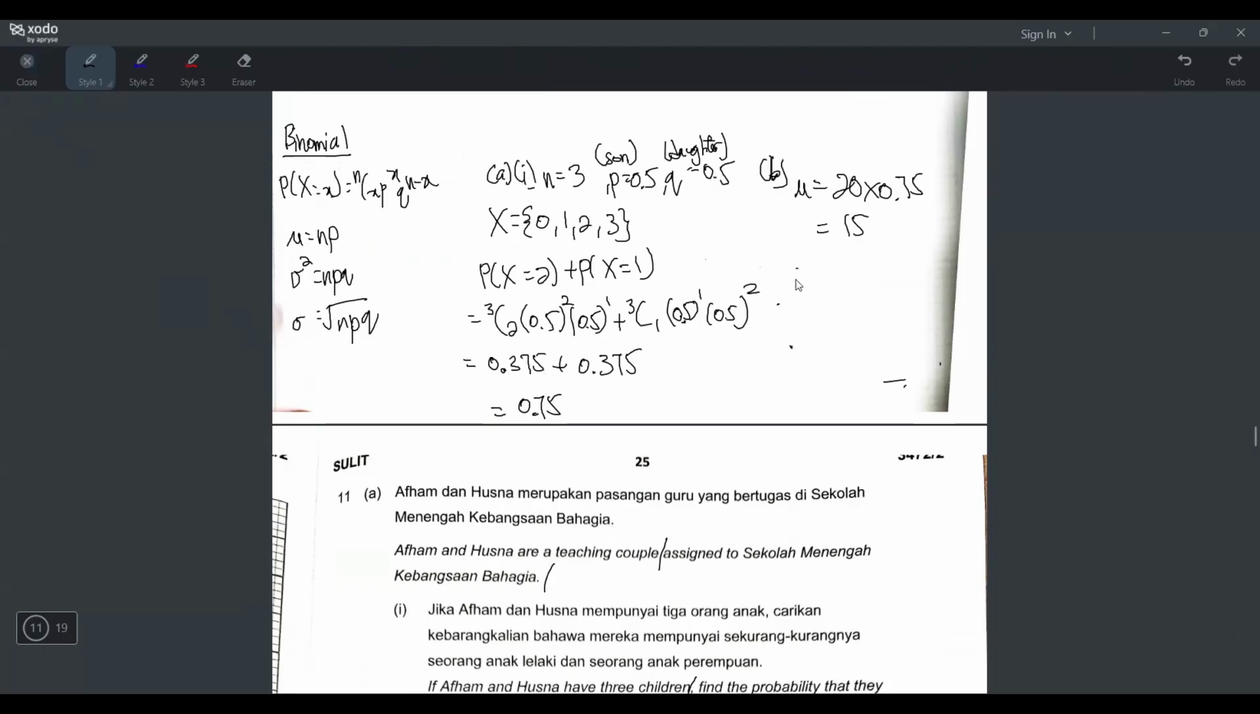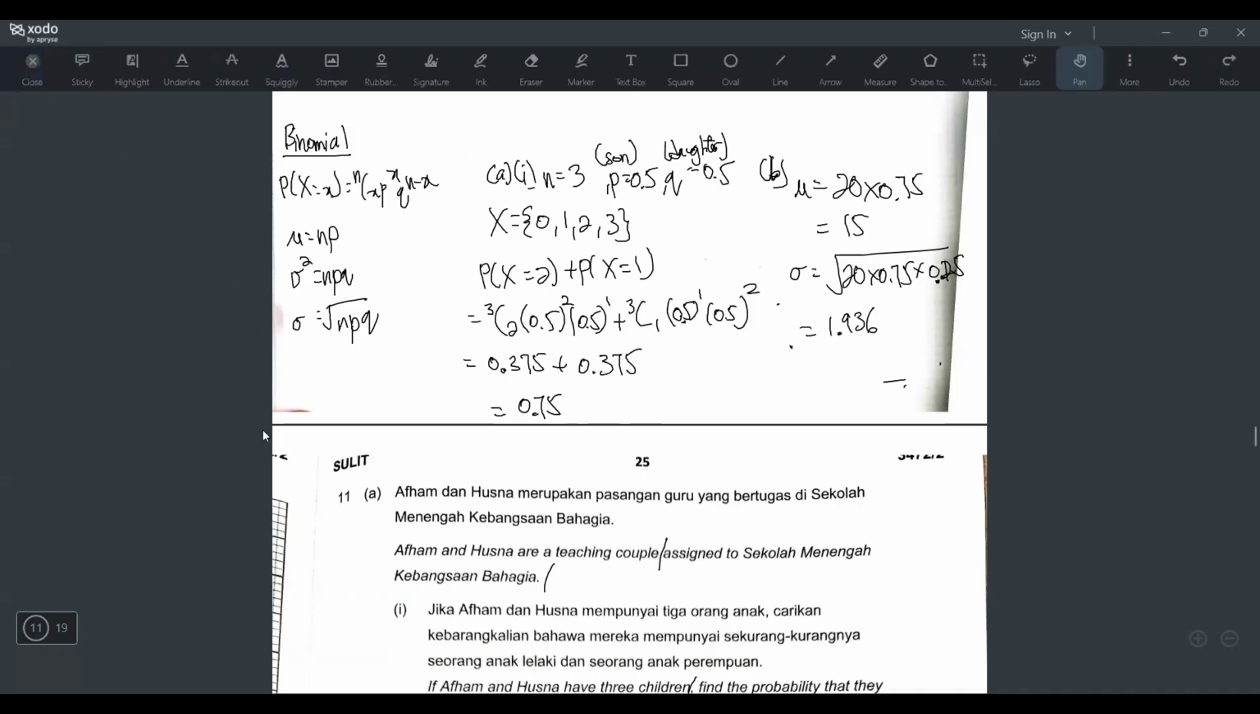But they also ask us to find standard deviation, so let's do that. Formula, use this square root of NPQ, so 20 times 0.75. Okay, if the probability of success is 0.75, the failure would be 0.25. How you get this is just 1 minus 0.75. And you just press all this in your calculator, then you will get your answer. Okay, wait for me. Let me press. Okay, I'm done. My calculator gives me 1.936. So write in 4 significant figures, 1.936.